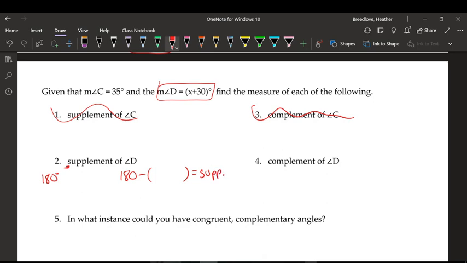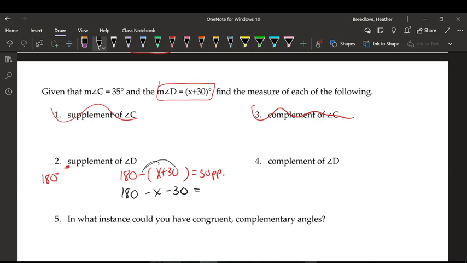I'll just put supplement. So if we just plug in what it says there, x plus 30, it's not that bad. Now I can distribute that negative sign into the parentheses. 180 minus x minus 30 equals the supplement, which is what I'm asked. All I can really do is combine the numbers. That's it. I can't solve this for x.